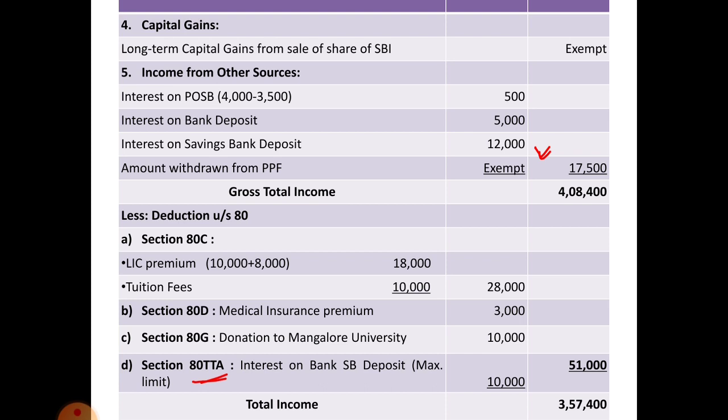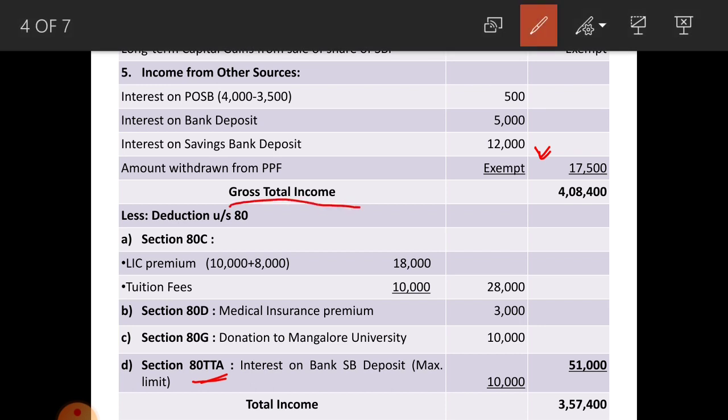The total of income from other sources amounts to rupees 17,500. The total of 5 heads amounts to rupees 4,08,400. That is your gross total income. From this gross total income, when you deduct the general deductions under section 80, you get the total taxable income. First one, section 80C, two items are there: LIC premium 18,000, that is 10,000 plus 8,000, and tuition fees 10,000. Total of these two 28,000, write in the first amount column.